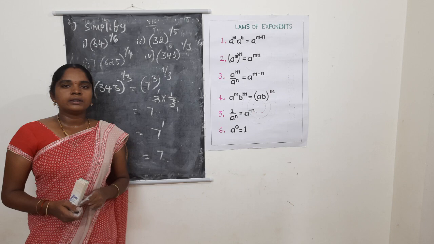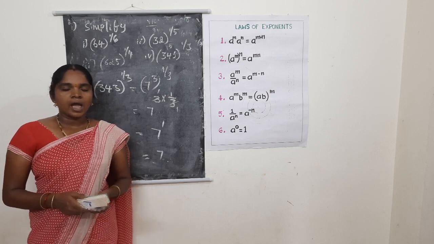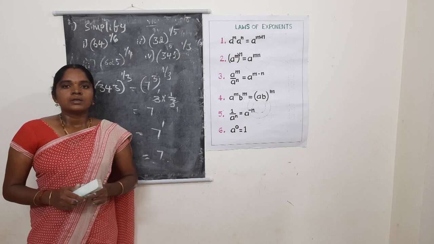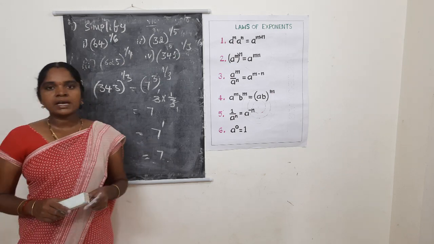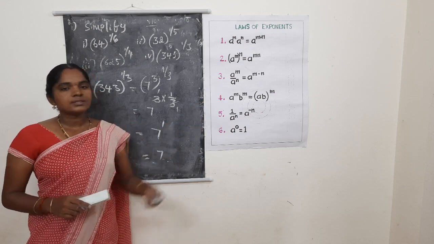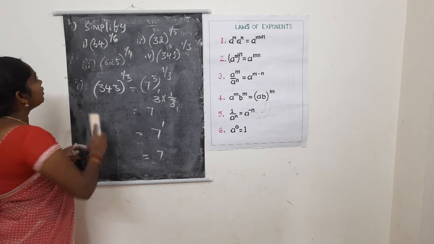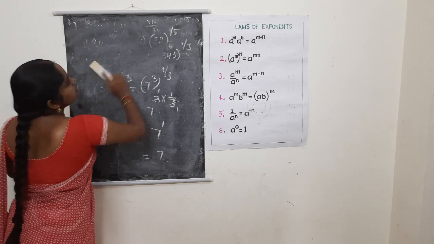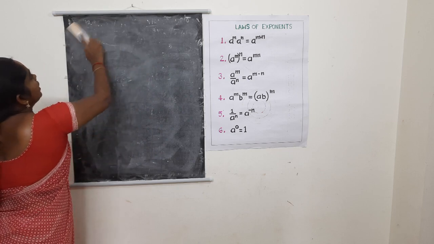Students, in this class, what have we learned? We have learned some exercise problems related to rationalization and laws of exponents. Next, I am giving you some problems to solve yourself. Write down the assignment.